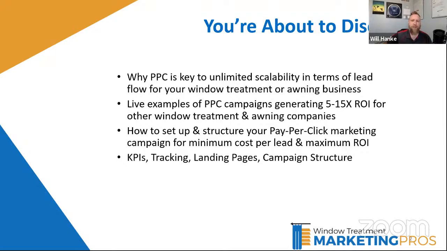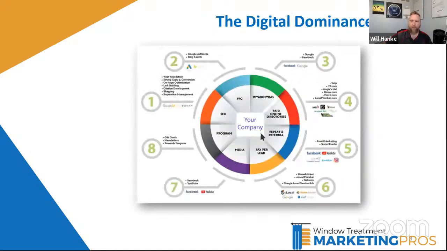A couple examples of pay-per-click campaigns that are generating really good leads, how to set up and structure your marketing campaign to lower the cost for every lead that comes in, and of course, maximize your ROI. Everybody loves that, right? And then we'll talk a little bit about key performance indicators, tracking, landing pages, some things like that you really should know as well.